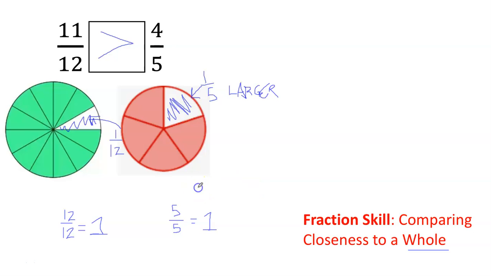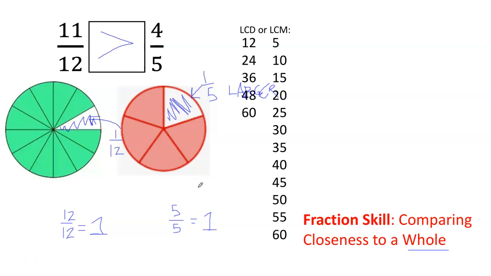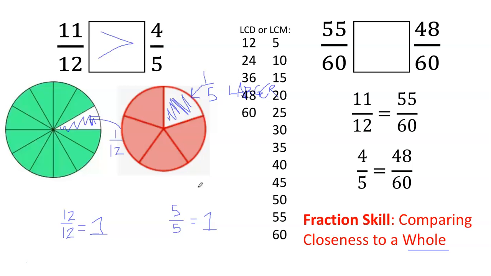Now, if that doesn't really make sense to you, you can always find a denominator that you could use for both of these fractions, create equivalent fractions, and then compare. And I hope you can see more easily here that 55/60 is going to be larger than 48/60.